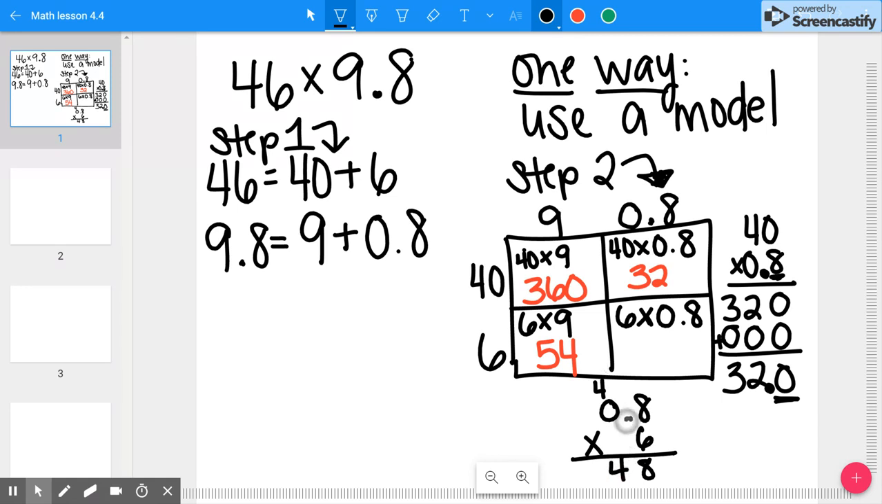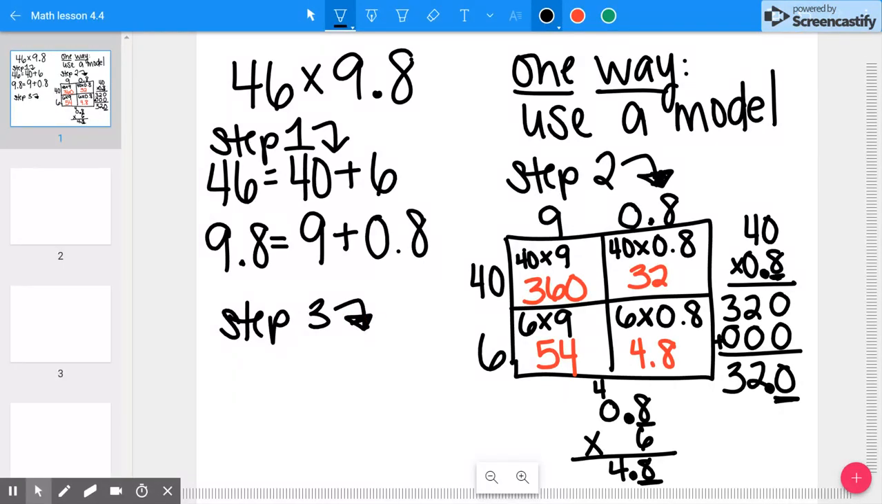Now I need to figure out where to put this decimal point in my answer. So I find my decimal point and I look to see how many numbers are located behind it. There's only one, and there's no decimal point in the number 6 and no numbers after the decimal point in the number 6. So in my answer, I need to have one number behind my decimal point. So I start with the number that's on the right and I underline it, and then I put my decimal point. So my answer here is 4 and 8 tenths. So now step 3 is to add up all of the partial products.